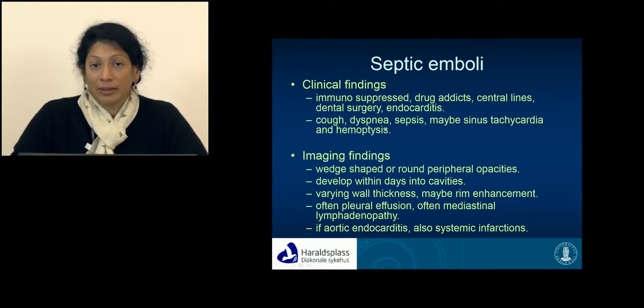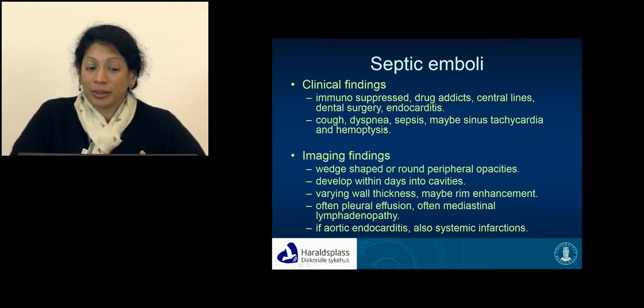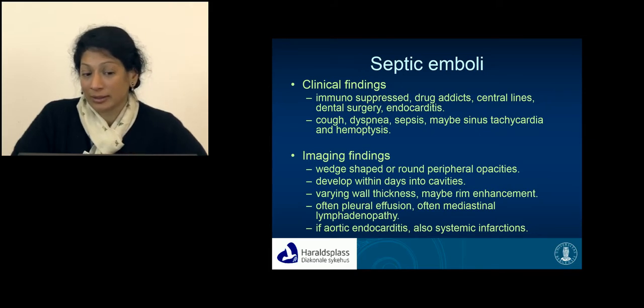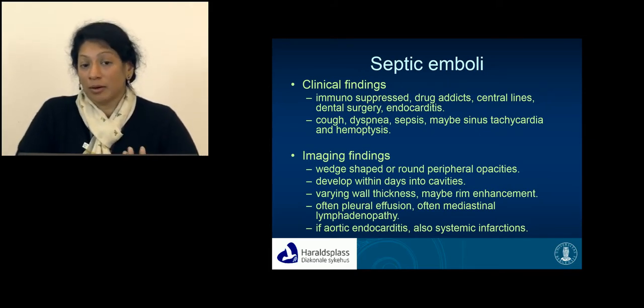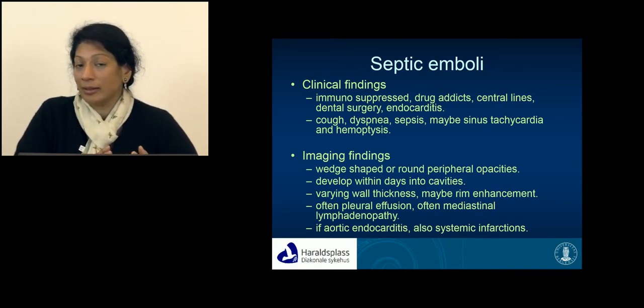So septic emboli is similar to pneumonia, but it often occurs in immunosuppressed patients, drug addicts, patients who have central lines, patients who have undergone dental surgery, and patients who have endocarditis. So the symptoms are, again, cough, dyspnea, and sepsis. And because they're more seriously ill than the pulmonary abscess, they may be having sinus tachycardia and hemoptysis.